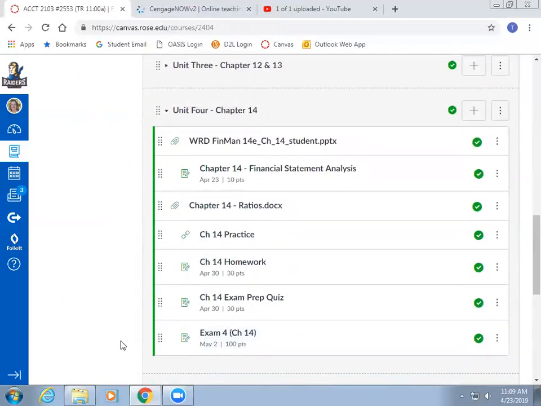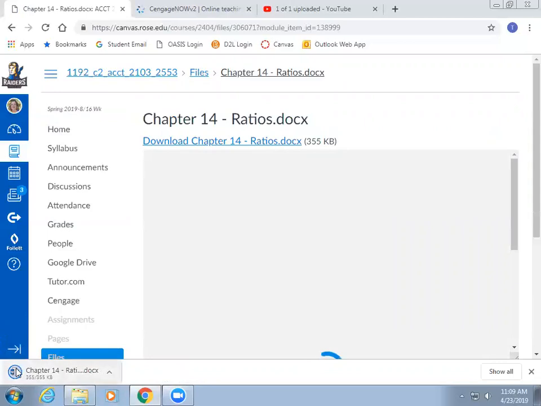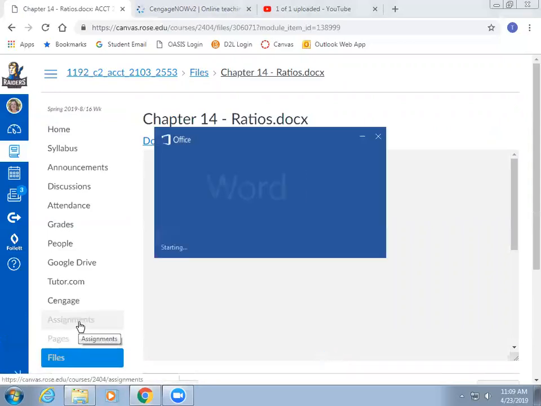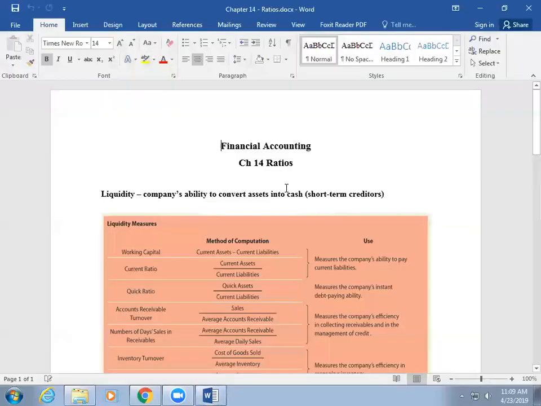One thing I did put out for you under Unit 4, I just put it out there so it's in my office. Chapter 14 here, right under the little adaptive learning plan, you'll see a Word document, chapter 14 ratios. If you download that, it's 2 pages. I printed mine off here. So what it is is a listing of all the ratios we're going to use in the chapter.